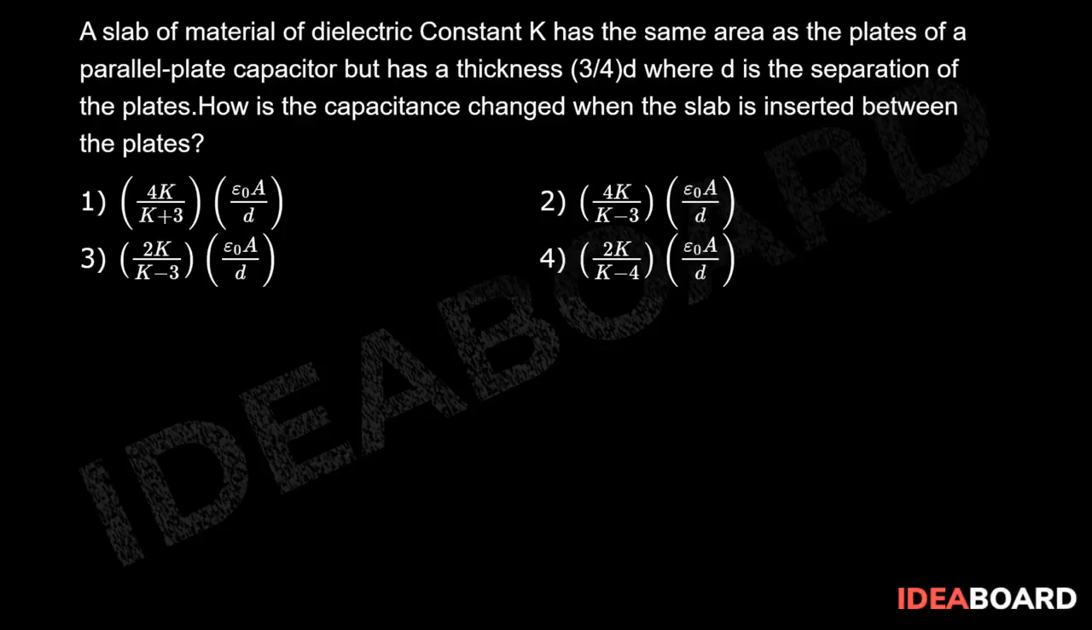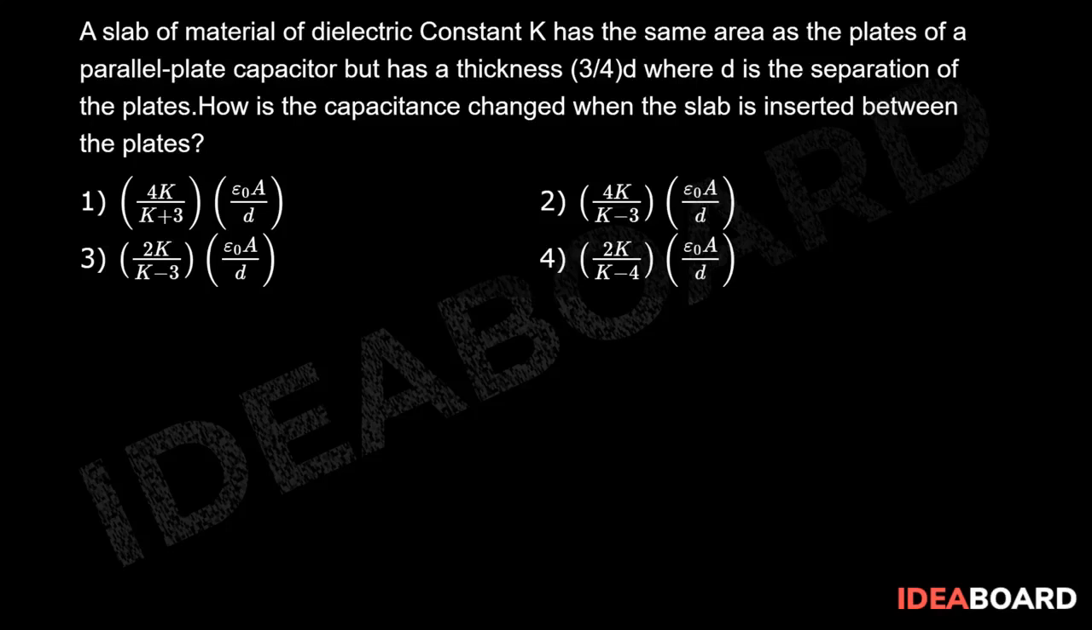A slab of material of dielectric constant K has the same area as the plate of a parallel plate capacitor but has a thickness 3 by 4 D, where D is the separation of the plates. How does the capacitance change when the slab is inserted between the plates?